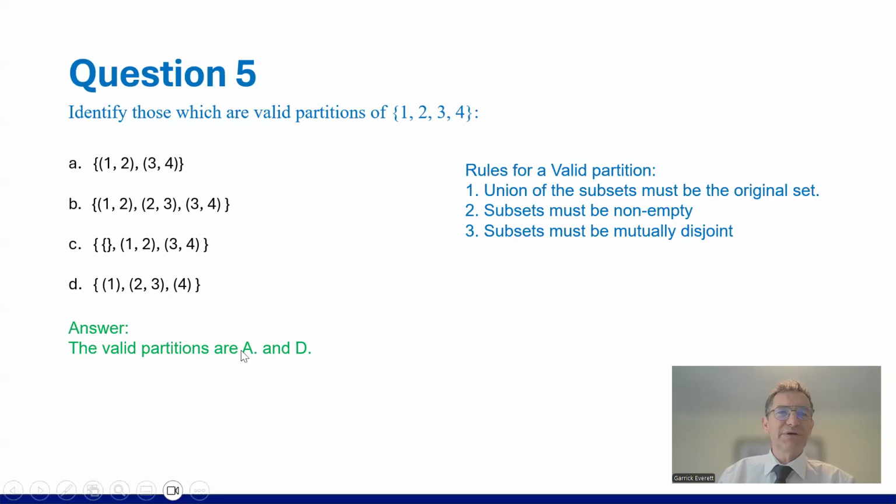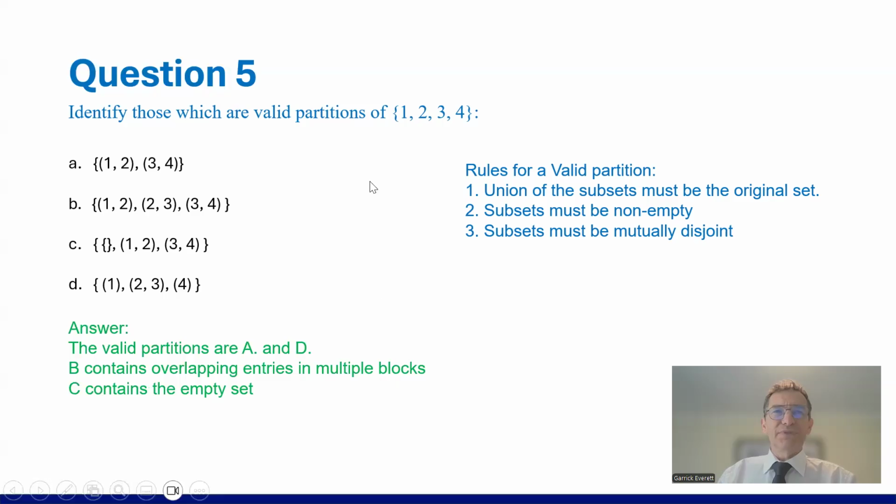So our answer, A and D are correct. B contains overlapping entries in multiple blocks, so that's out. And C contains the empty set. So yeah, just pay attention here. Partitions, we don't want the empty set. For the next question, when we get to question 6, we do want the empty set.